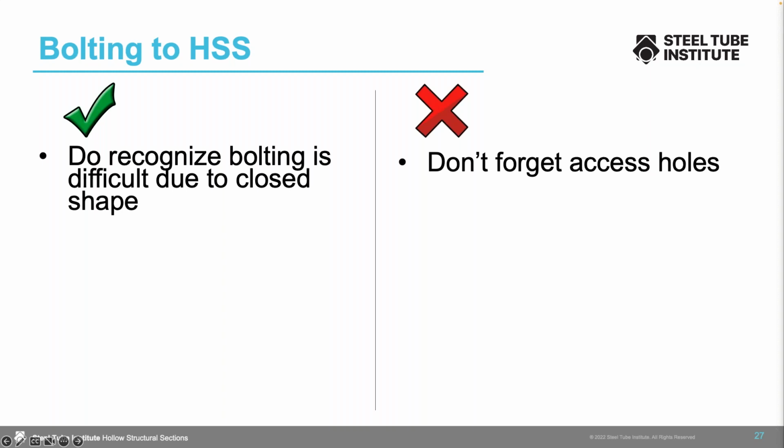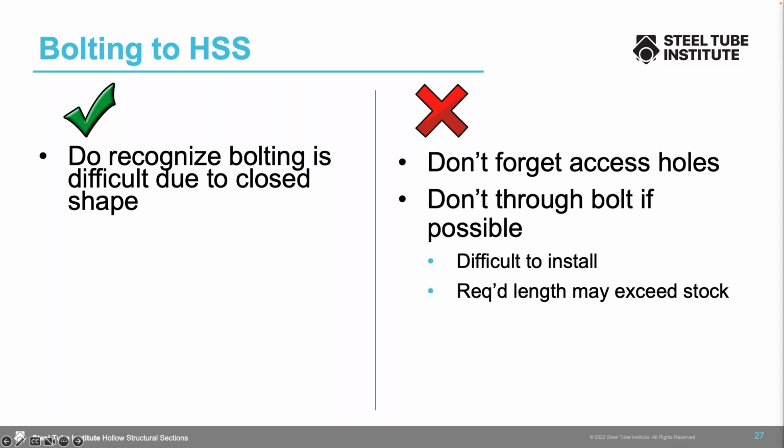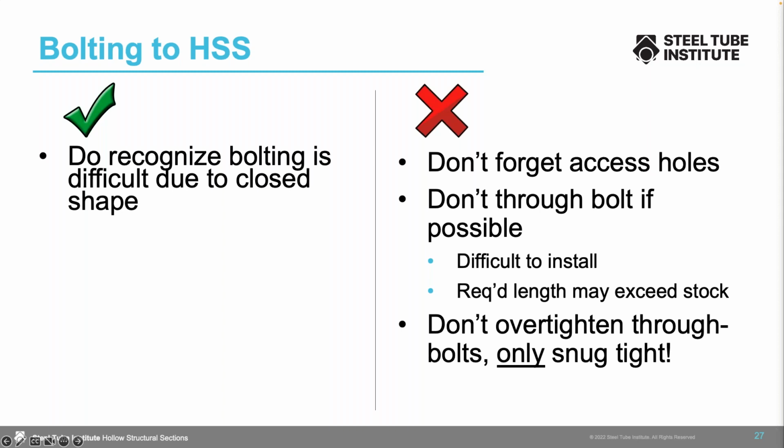Now, if you're not using traditional bolts and you want to use through bolts, well, we actually recommend that you don't through bolt if possible. It is difficult to install. You can imagine trying to get that bolt through the hole on the near side and the hole on the far side. You can also imagine that the length to get through that entire section may exceed a stock bolt length. And then if you're tightening down with a through bolt, you could deform the sides, the walls of your HSS.